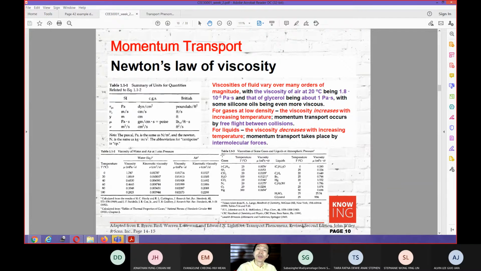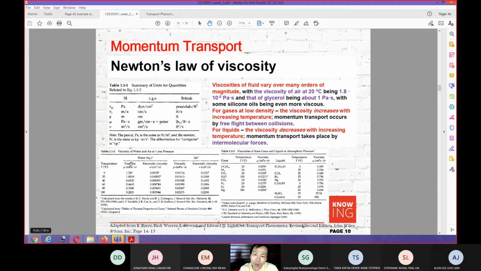So in this next slide, we are talking about the viscosity. We are giving a magnitude. We are referring to several different compounds in here. We are talking about the water, the air, and some of the gases and liquids at atmospheric pressure. You can see in this table, table 1.1.2, for example, the viscosity of water is 1.787, and then the viscosity of air is 0.0001.